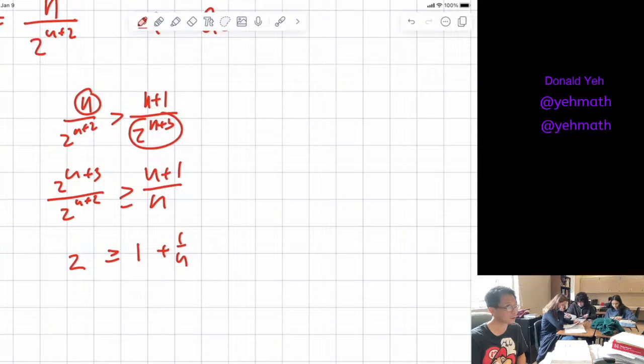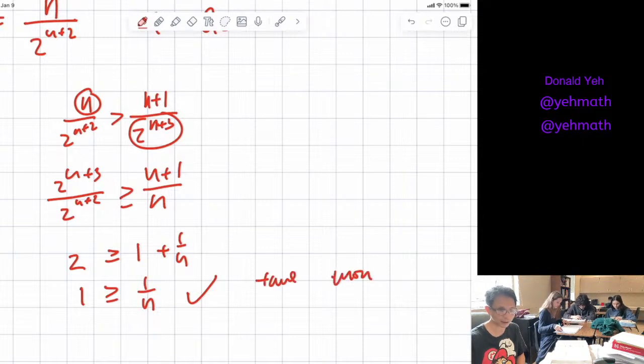So I move the 1 over, so 1 is always greater than or equal to 1 over n. Is that true? Because n is going to be a positive integer, right? So start with 1, it's fine. 2 is going to be less, 3 is going to be even smaller. So it's always greater than. So this is a true statement. If it's true, it's monotonic, and then you're done. Let's just say that sometimes the algebra way is better than the pre-calc way.